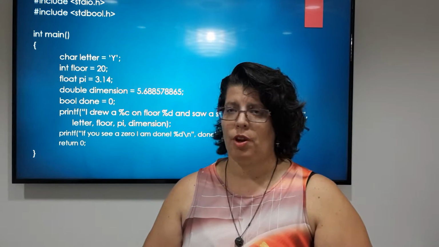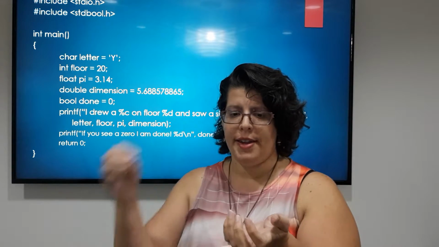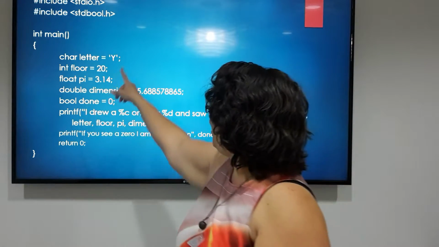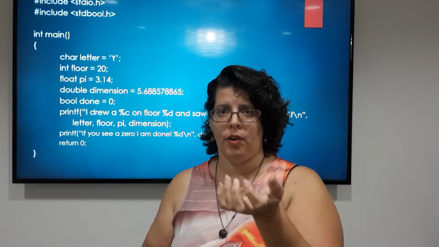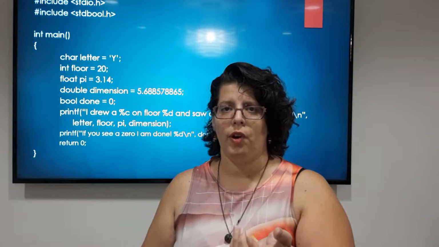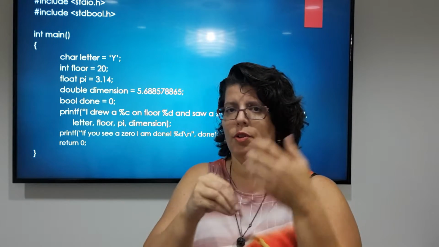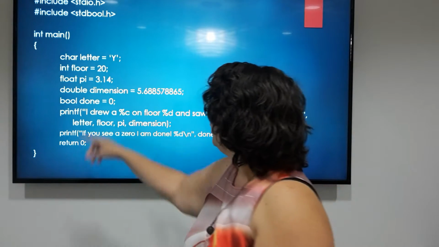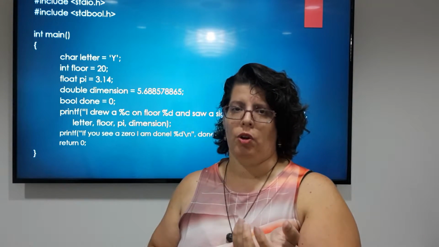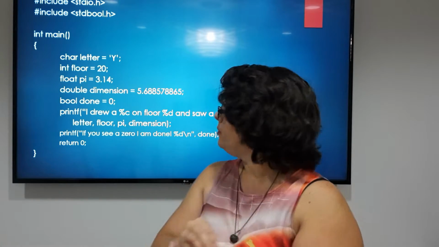So let's look at what these values are. At the very top, my variable of letter is of type char, and inside of that character, I have the letter Y. So Y is what's currently inside of my variable letter. The next one is floor. I have a variable called floor, and my floor is equal to 20 inside. Variable floor has 20 inside. The next one is pi. So I have a variable called pi. I'm declaring it as type float. So my variable called pi has the number inside of 3.14.